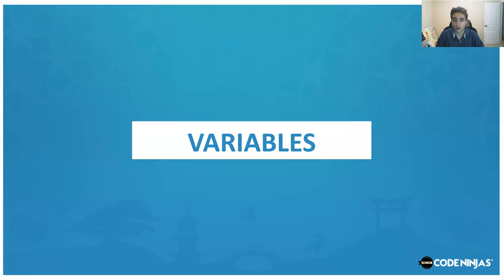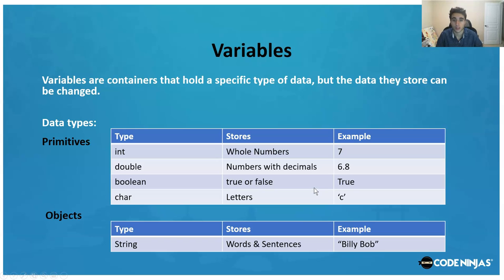Okay, now we're going to take a look at variables, math, and inputs in Python. First up, variables. Variables are containers that hold a specific type of data, but the data they store can be changed.